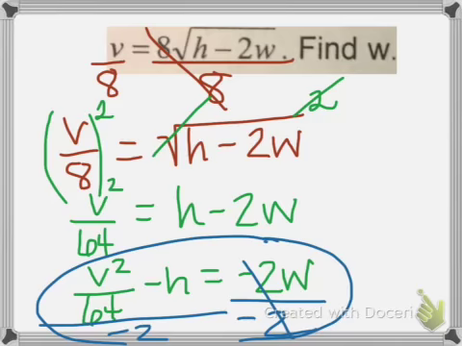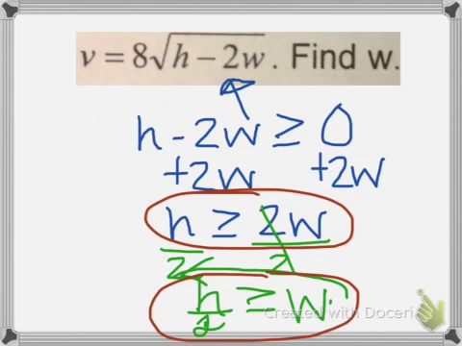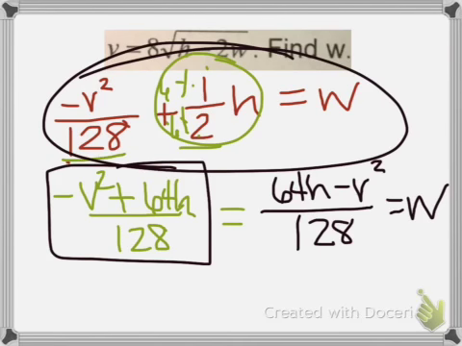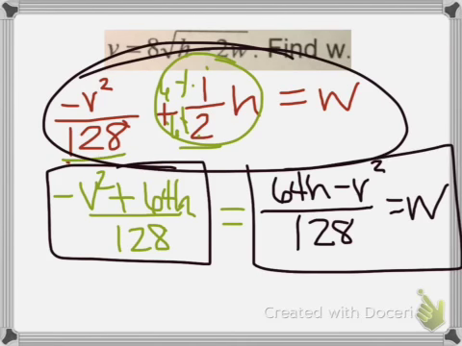Now keep in mind what our restrictions were way back at the beginning, which were h was greater than or equal to 2w, or w was less than or equal to half of h. And as long as that's the case, that would be two good possible answers. Technically, even this would be a good answer as well. It's just a matter of what form you want it in.